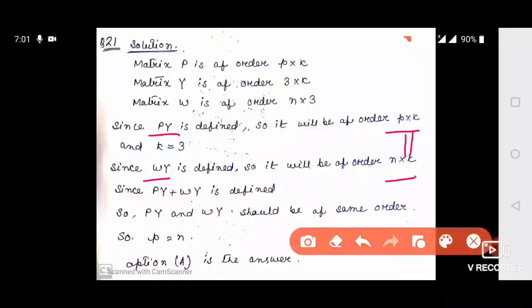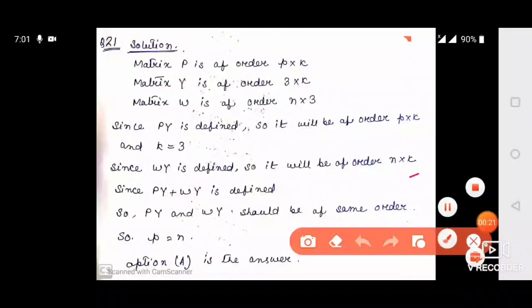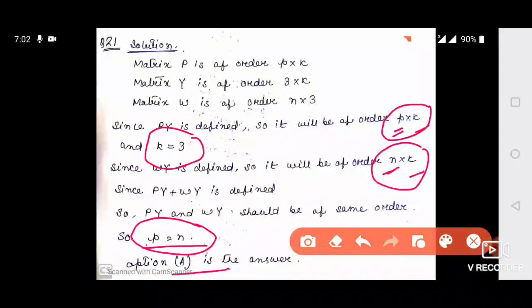From here you see k and k both are same. Since these two things are equal, n must be equal to p. Then only these two things will be equal. So p is equal to n. So we have our answer. First one is k is equal to 3 and second one is p is equal to n. So our answer is option A.